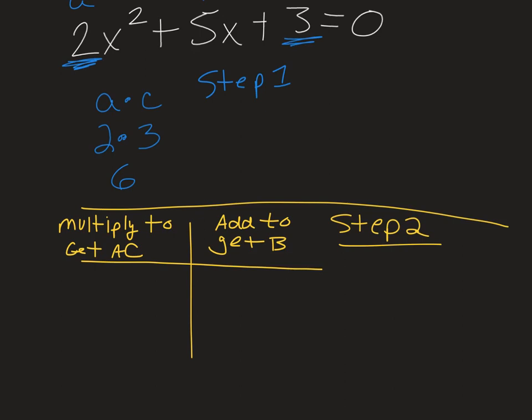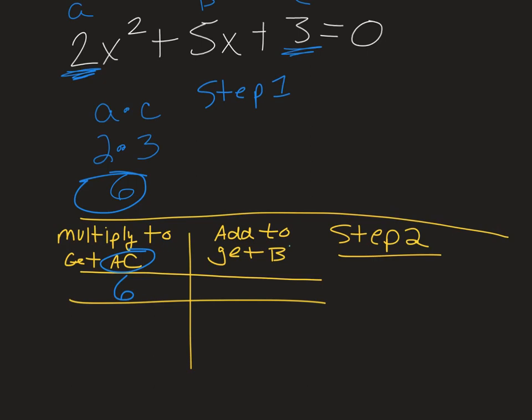So we need to find a set of numbers that we can multiply to get a times c. So remember from step 1, a times c in this case was 6. So we have to, in this particular situation, figure out what would we multiply to get AC, which was 6, that we can add to get B. And in this case, B is that number 5. So we're looking for two numbers that will multiply to get A times C that will add to get B.